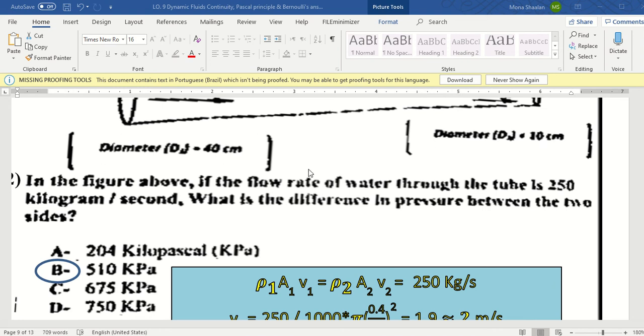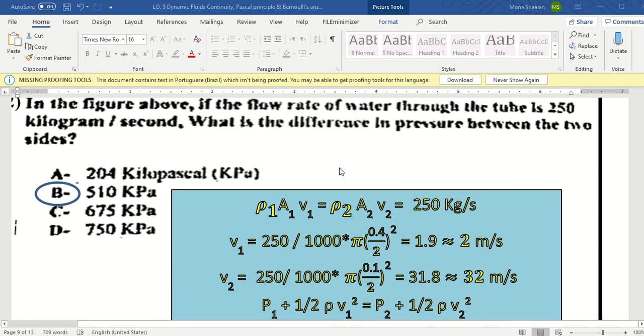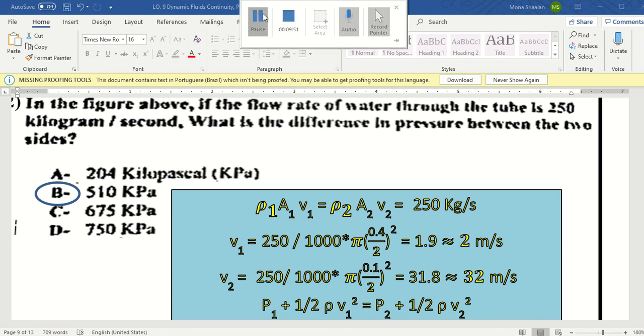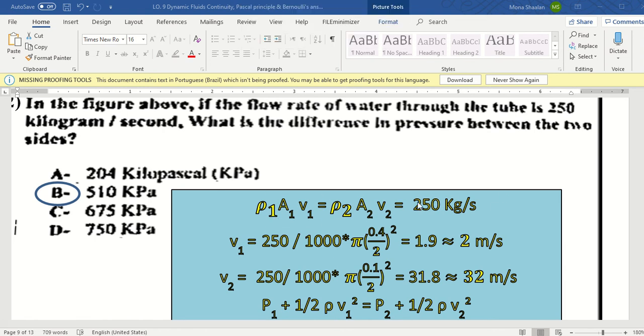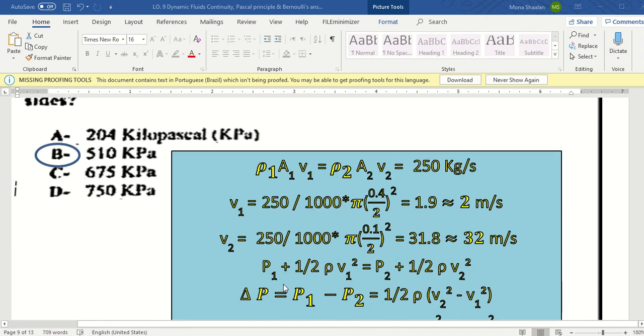Okay, then we can complete it by substituting in Bernoulli's principle the value of velocities and get the value of pressures. So we used the continuity equation to get the value of the velocity first, and then substituted in Bernoulli's equation. And most of the problems require these steps.